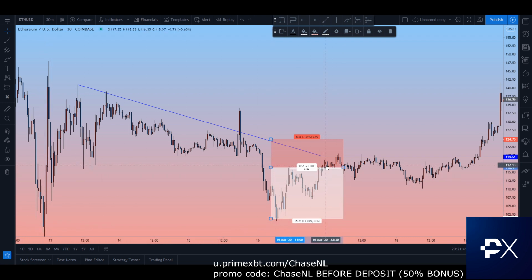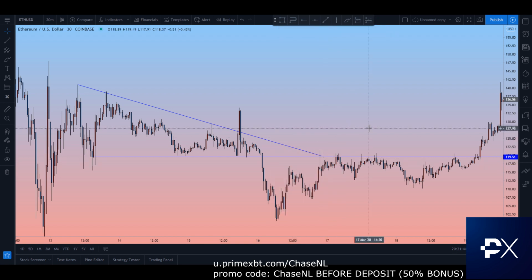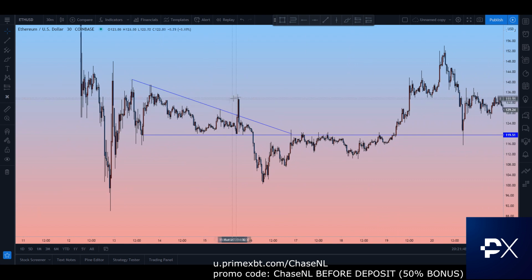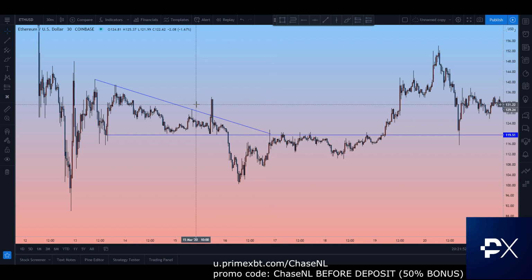You would have got about 2R. Okay, so not the best, but like I said, formations on bearish things just don't work very well. They are okay, they are usable, but it's not the optimal goal.